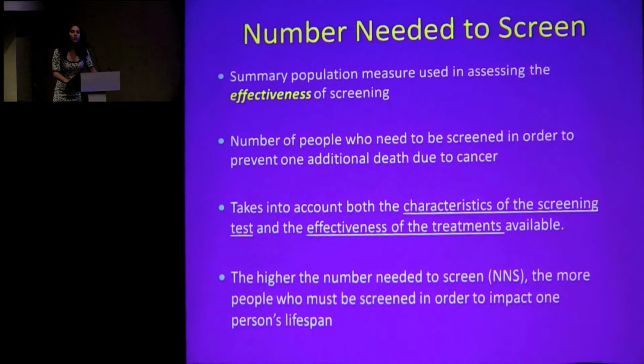Another important concept, from a scientist's perspective, in terms of clinical screening trials, is the concept of number needed to screen. This is a summary population measure used in assessing the effectiveness of screening. And it is defined as the number of people who need to be screened in order to prevent one additional death due to cancer. This calculation takes into account both the characteristics of the screening test and the effectiveness of the treatments available. The higher the number needed to screen, the more people who must be screened in order to impact one person's lifespan.